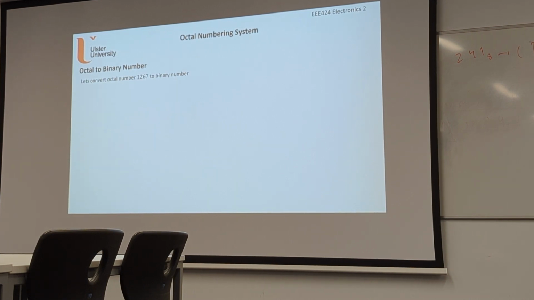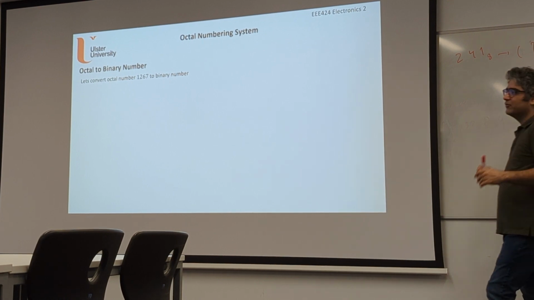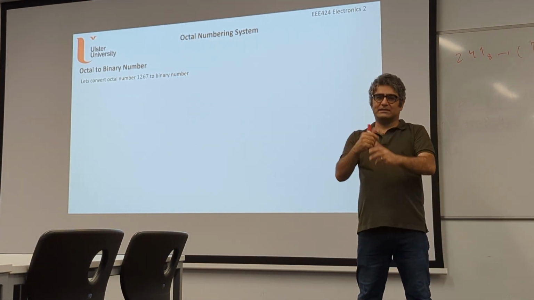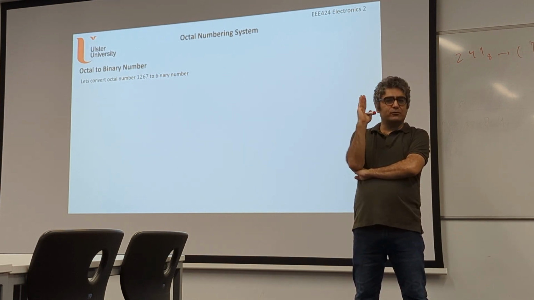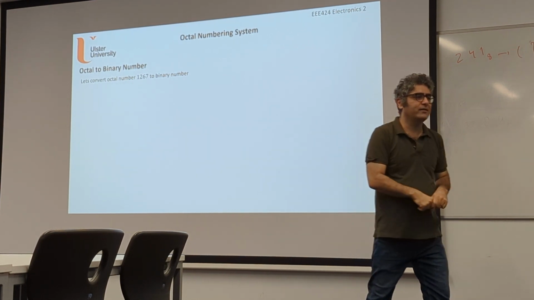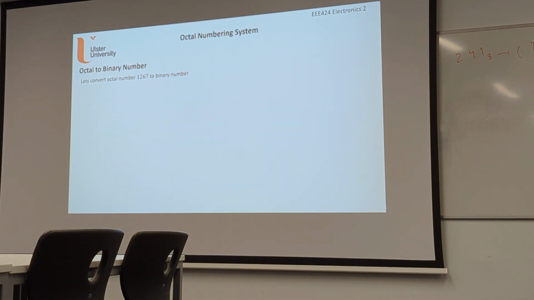So now octal to binary. What's your idea? When we have octal, we want to convert to binary. We do the reverse. We know that each octal digit would be 3 digits in binary. And we know the rule of 1, 2, 4. Then we can find the equivalent. For example, this. We have 1, 2, 6, 7. They are in octal. We have 4 digits in octal. Can you tell me how many digits we have in binary? 12. Because we have 4 digits in octal, 4 times 3, 12.